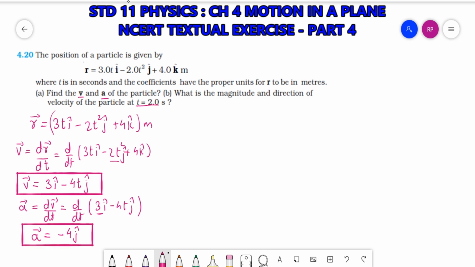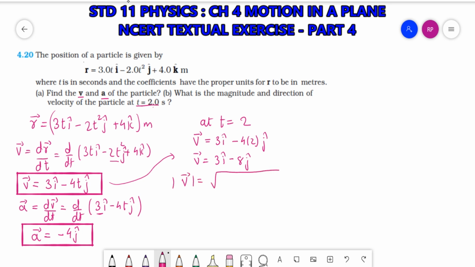Now the question is at t equal to 2 seconds. What is the magnitude and direction of velocity at t equal to 2 seconds? At t equal to 2, putting in this equation, v is equal to 3i minus 4 into 2 j, so v is equal to 3i minus 8j. Here, the magnitude of velocity will be equal to under root of x square plus y square plus z square. The x component is 3, the y component is minus 8, and the z component is 0. So 3 square is 9 plus minus 8 square, that is 64, so it will be equal to square root of 73.